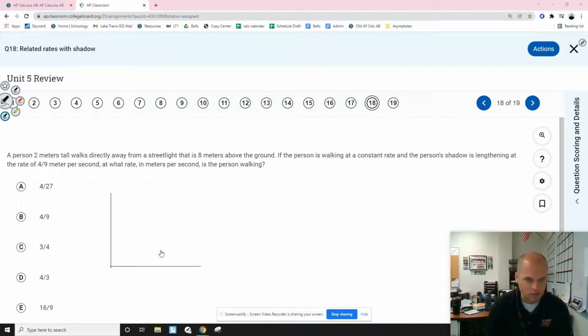Do this problem. This is a problem that's going to be on your test. Not with these numbers, but you know what I mean. Oh, look, and they gave you that he's 2 meters tall. Streetlight's 8 meters tall. Person's walking on the ground at a constant rate. The shadow is lengthening at 4 meters per second. How fast is the person walking?